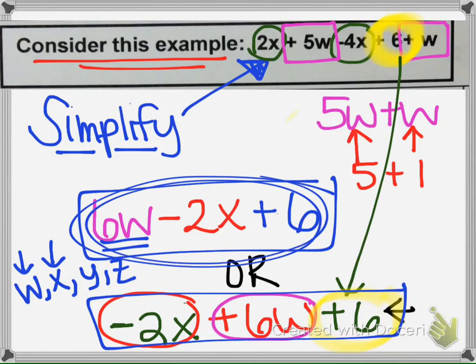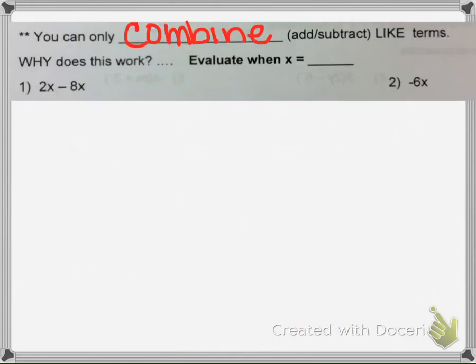It's the standard way we write our final answers. All right, so let's go ahead and practice all of this. Actually, before we start some problems here, let's make sure we understand why we can combine like terms. To understand why this works, what I'm saying is we could put these together.